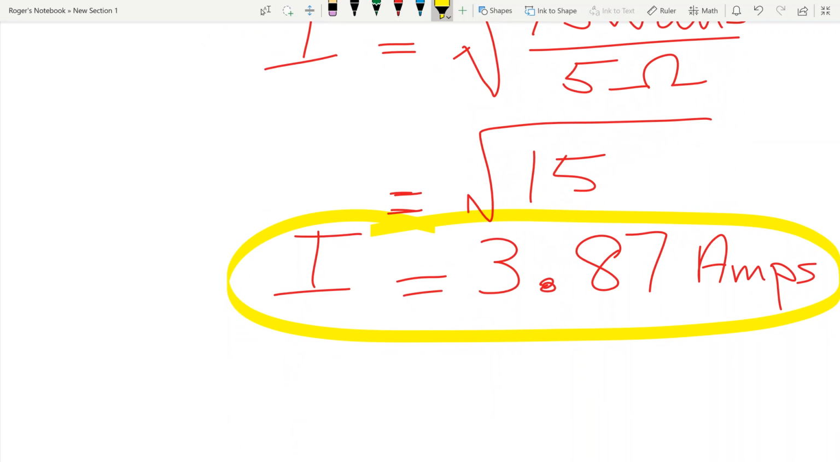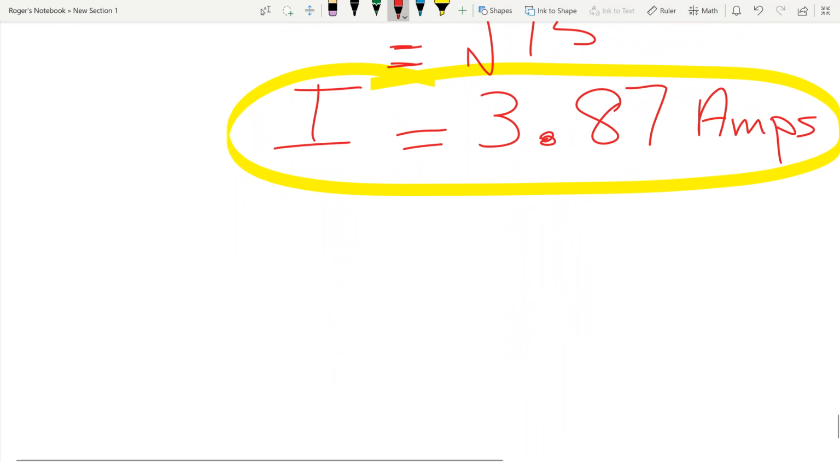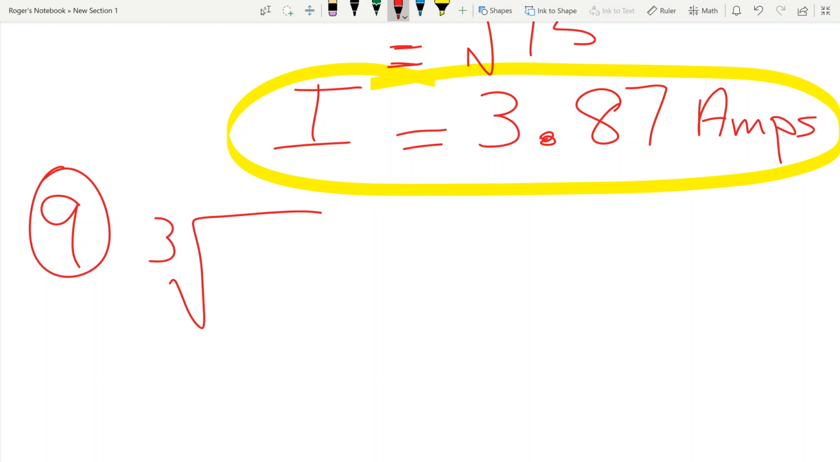So now we're going to do an example that is a cube root. This is one I didn't mention in the beginning of the lecture, but what would you do if you had a cube root like this? Cube root of 40. A cube root of 40.